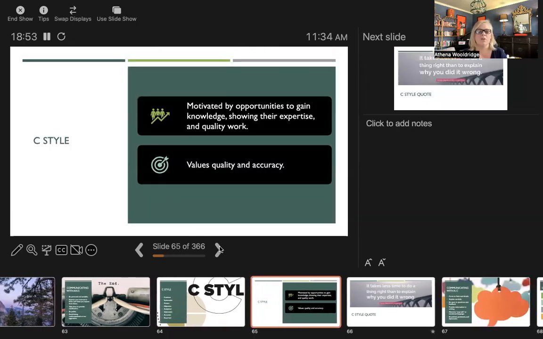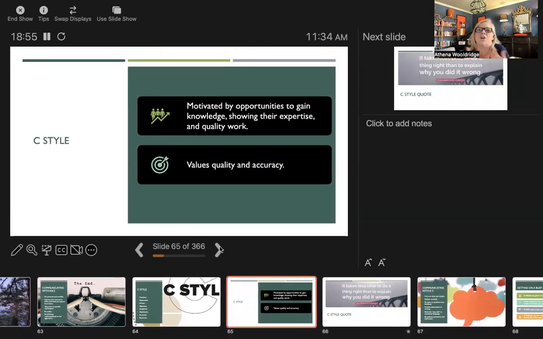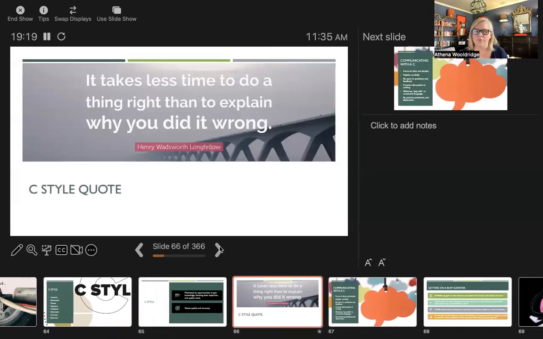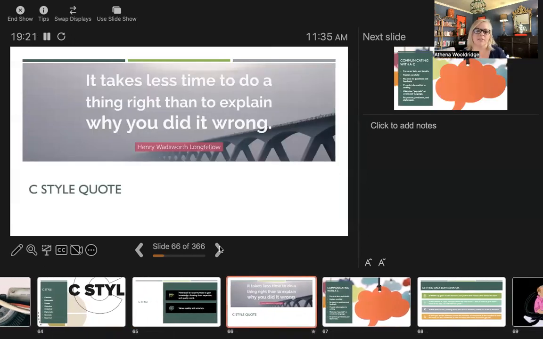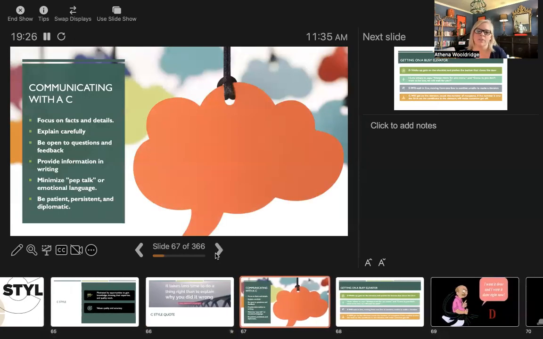A C person is motivated by opportunities to share their knowledge and how good their work is. They take a lot of pride in that. So with a C person, praise for that knowledge, that detail, that expertise, the quality of that work is very important to them, and they're very motivated by having somebody else recognize that. They value accuracy. Okay. Longfellow: "It takes less time to do a thing right than explain why you did it wrong." That's our C.